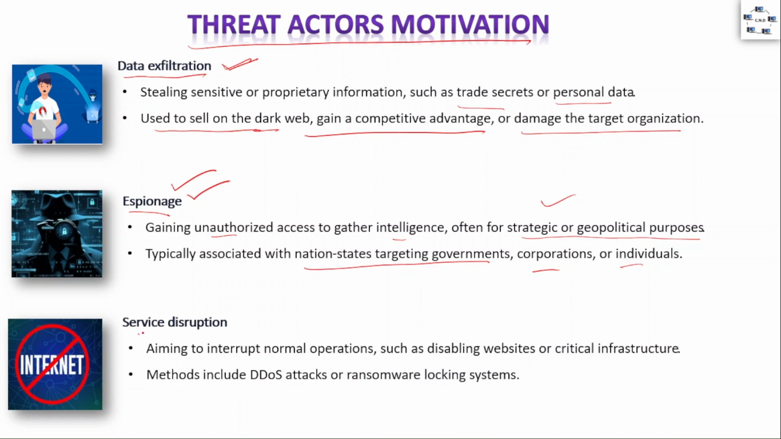The third one is service disruption. Service disruption aims to interrupt normal operations such as disabling websites or critical infrastructure. Methods include DDoS attacks or ransomware locking systems. Service disruption may also include, as we saw, critical infrastructure. In the current Russia-Ukraine war, there were multiple cyber attacks against the power grids of Ukraine by the Russians.